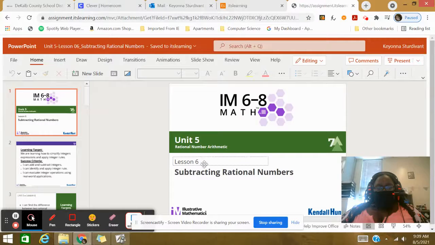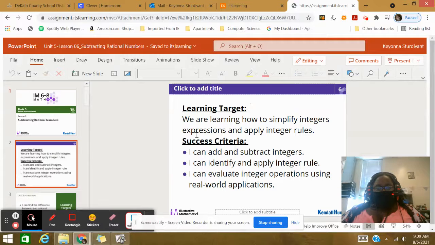So we are in lesson 6. It should say subtracting rational numbers. The learning target and success criteria is the same as it's been all week. Let's take a look at it.